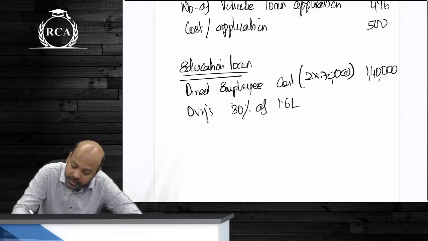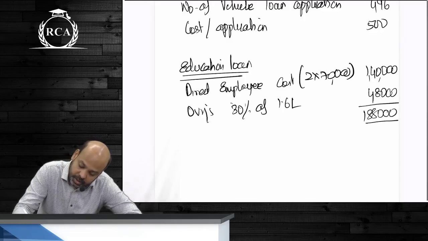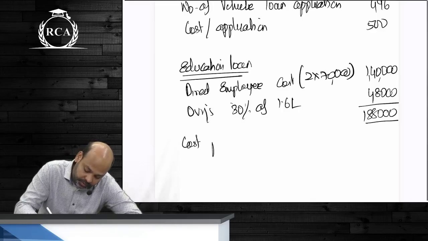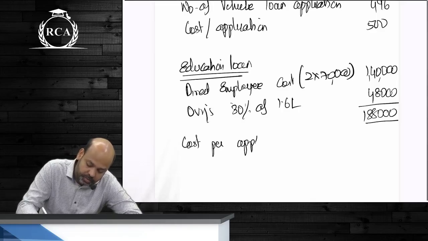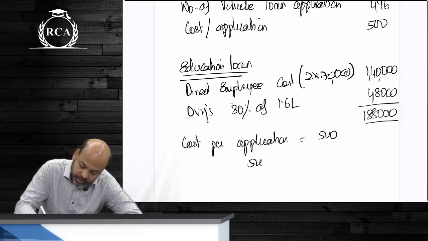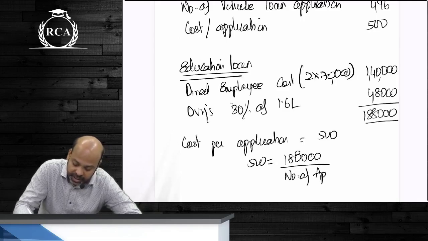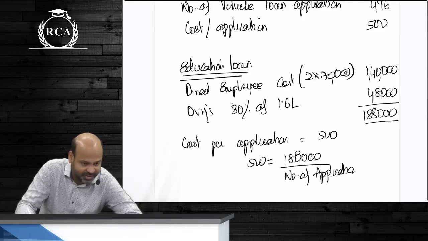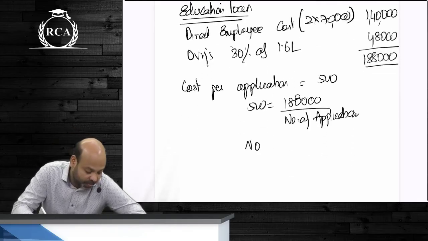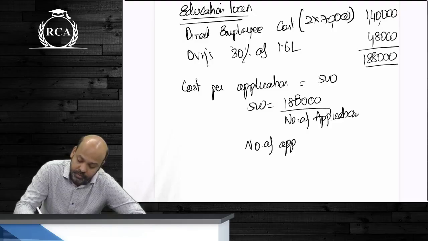That is 48,000. What will the total cost be? 1,88,000. What will be the cost per application? Cost per application is 500. So 500 is equal to 1,88,000 divided by number of applications. Directly the answer is 376. Easy.